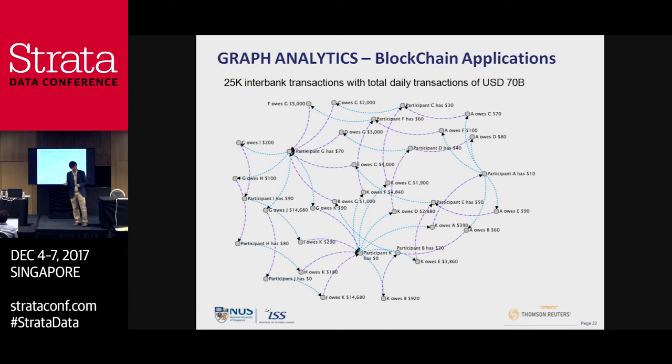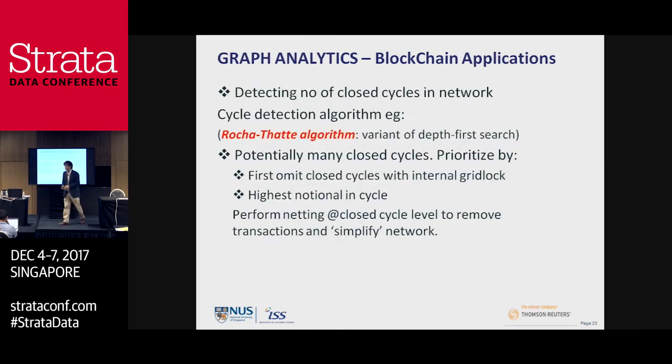You apply graphical analytics in the area of resolving gridlocks, which is essential because if a gridlock happens, there's a liquidity freeze, and again it's like an engine; it just cannot run. And this is an example of how the graph looks like in the interbank market. So the graphical analytics you can use is first to detect the closed cycles in the network. Of course, potentially there are many closed cycles in the interbank network.